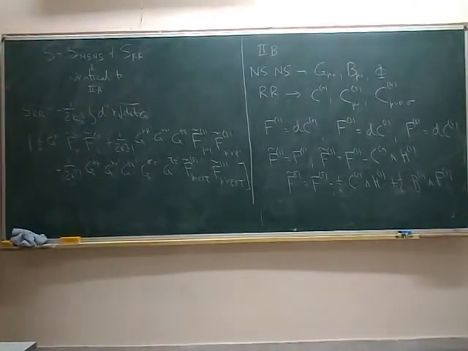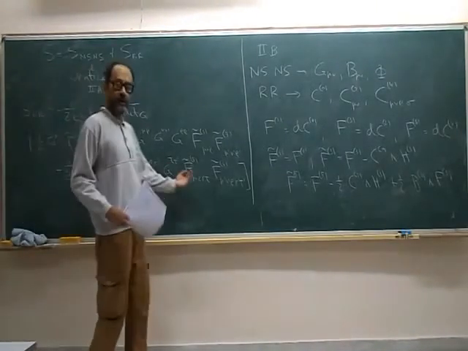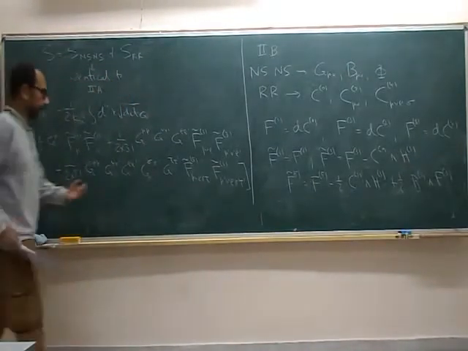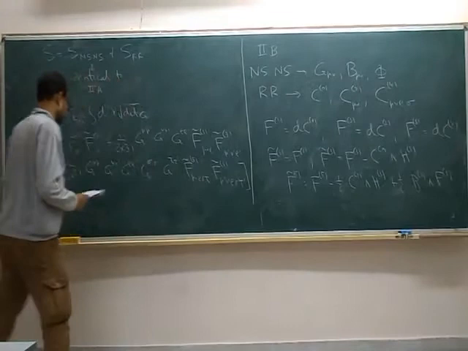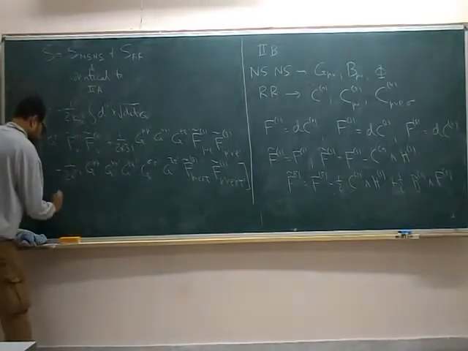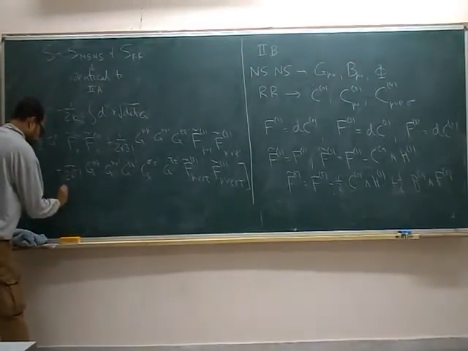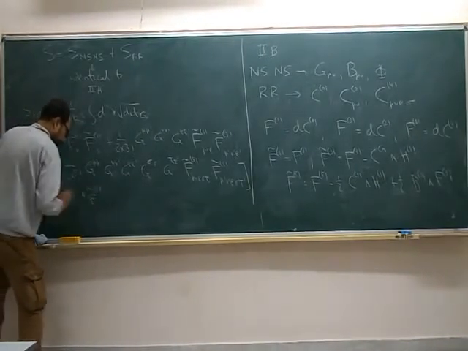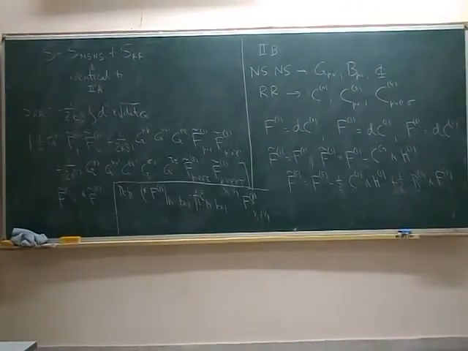Okay, so this is the action of type 2B supergravity, which comes as the low energy limit of type 2B string theory. But there is an additional constraint, which is that this field strength has to be self-dual. So now I am going to introduce another notation, star F5. As I say, you cannot derive this condition by the extremization principle.